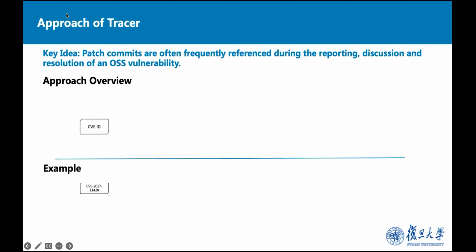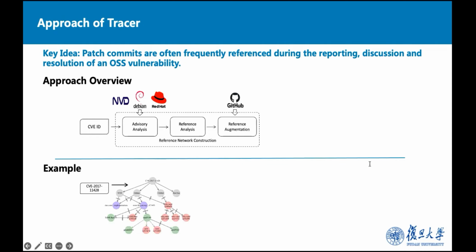Tracer works in 3 steps. Firstly, it takes the CVE identifier as input and constructs a reference network based on multiple knowledge sources, including NVD, Bing, Red Hat. This step is to model references during vulnerability reporting, discussion, and resolution.